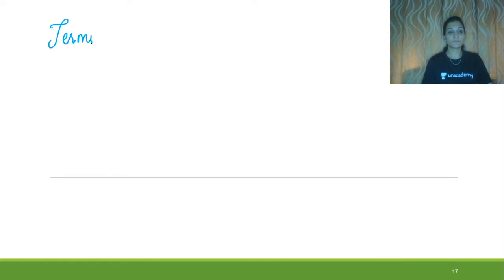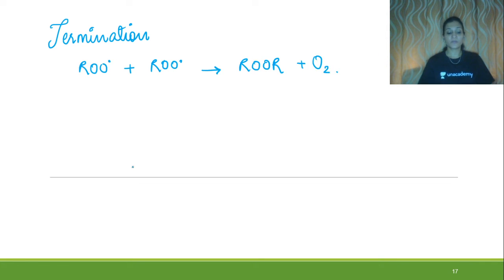Termination. As I told you, when two lipid peroxide radicals react with each other, they lead to the formation of an ester and an oxygen molecule, right? So this is the sixth way of generation of free radicals we have seen. Now we'll see the seventh way of how it is produced, and it is called auto-oxidation of metals.